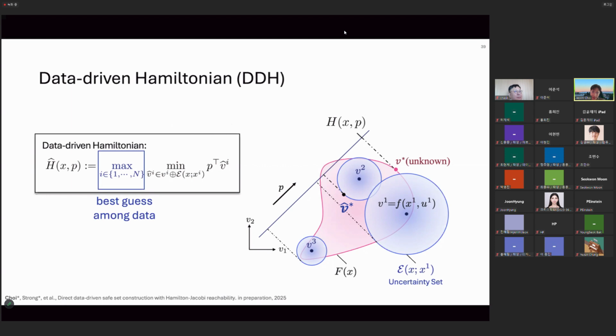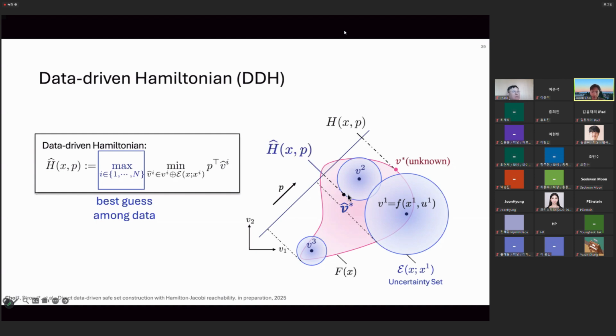The nice thing about this new formulation is that no matter whether the underlying optimization problem is non-convex or not, or unknown, we can solve this. This formulation itself is a convex optimization, which actually has a closed form solution. So we can evaluate this data-driven Hamiltonian really fast. And this can also be parallelized using GPUs. So the evaluation can be done really, really fast.